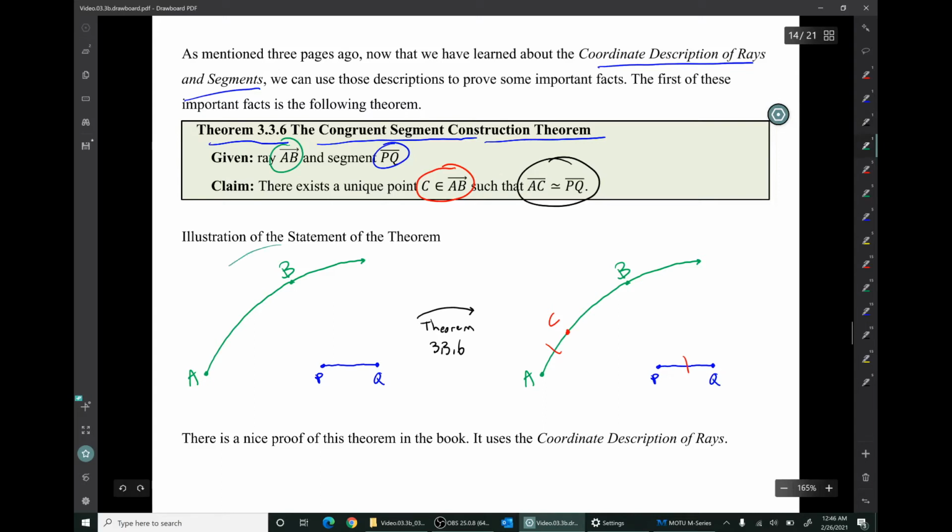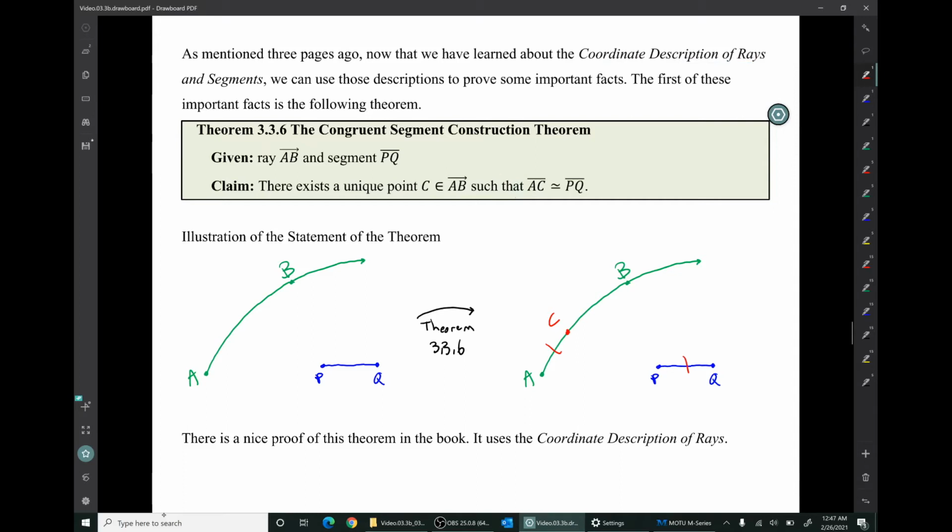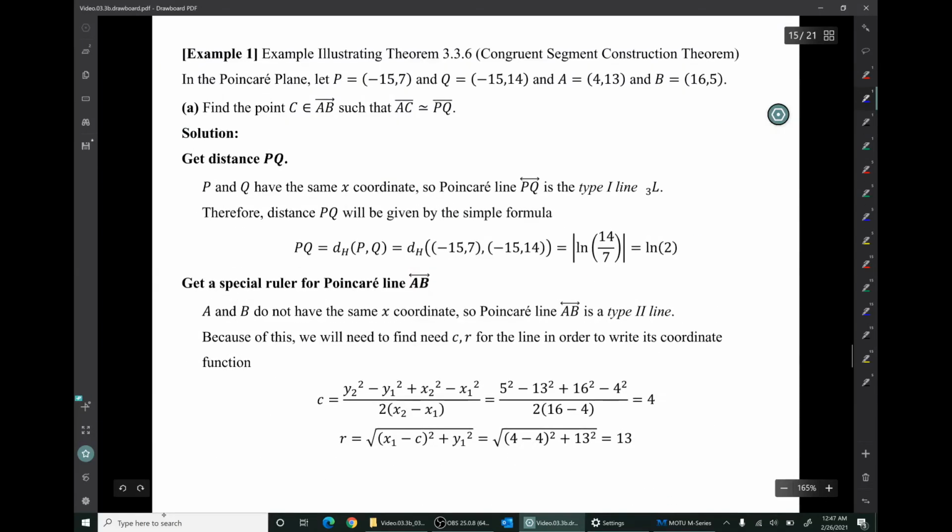So the theorem says, given this ray and given this segment, there exists this unique point C such that this segment AC is congruent to this segment PQ. There's a nice proof of this theorem in the book. It uses the coordinate description of rays. I won't discuss the proof, but I will discuss this example that illustrates that theorem.